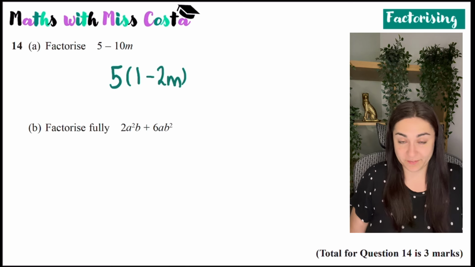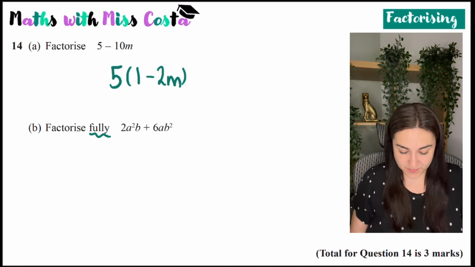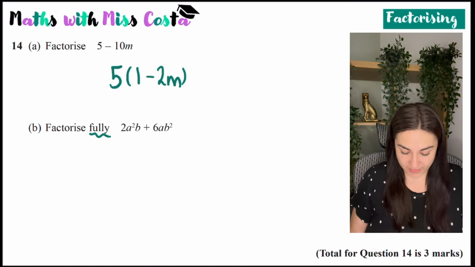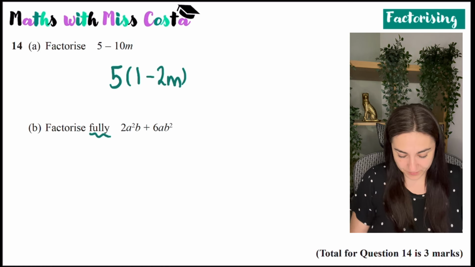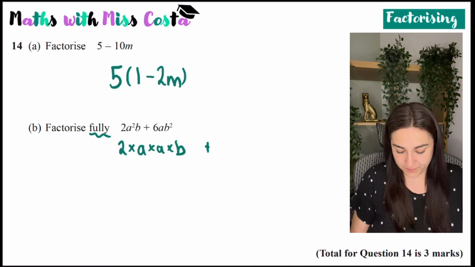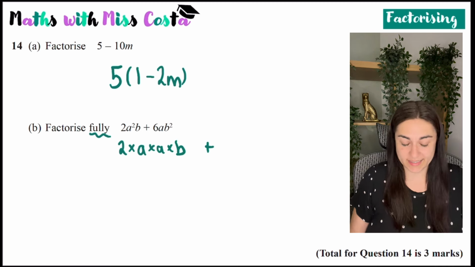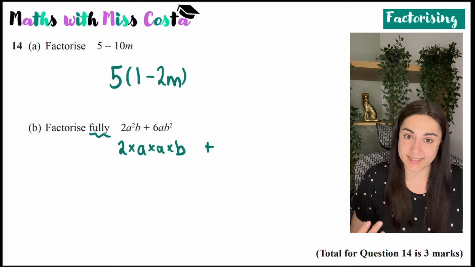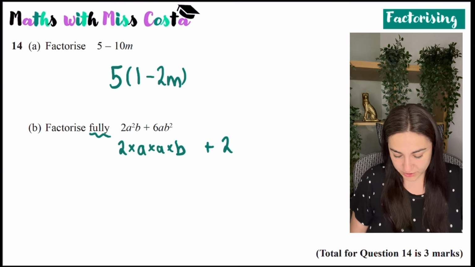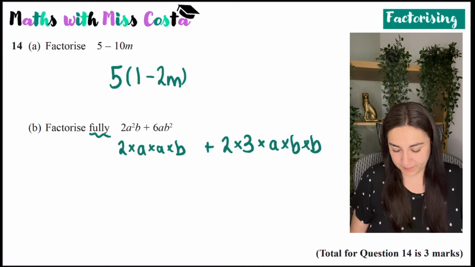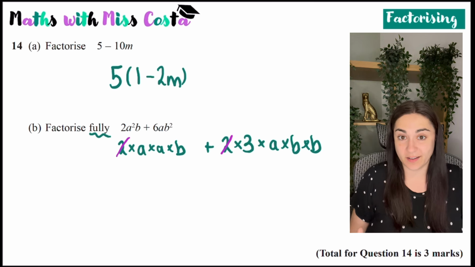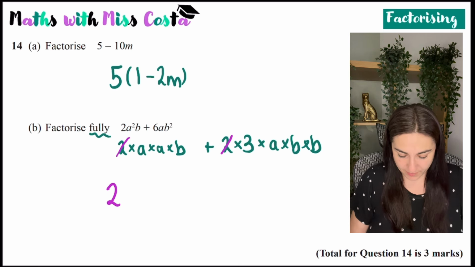Now the next part says factorize fully. So once again, I'm looking at the largest factor. A way that we could do this is to try and write it all algebraically. I know that 2a squared b means 2 times a times a times b. And then 6ab squared, I'm trying to write in terms of its factors, so the factors of 6 are 2 times 3, times a times b times b. Then I can think, okay, what's common? Well, 2 is the largest number that's common, so that will go outside the bracket.